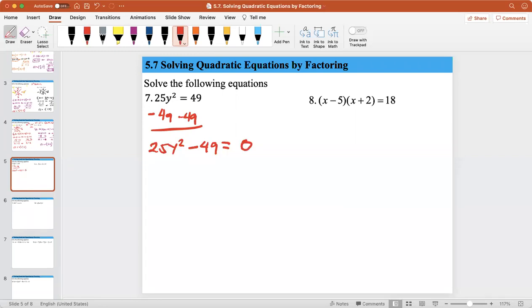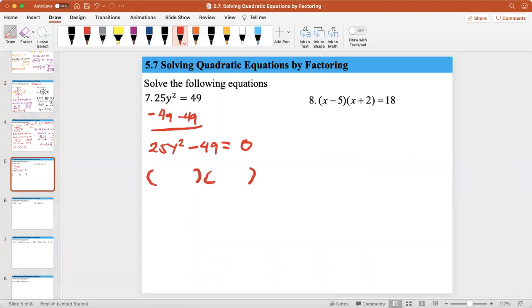And the result here is a difference of squares. 25y squared minus 49 equals 0. Since this is a difference of squares, that means that we can factor it by getting the square roots of the first and the last term. What are these two factors? Let's see. Let's write it.